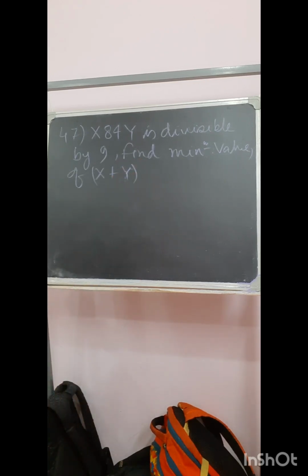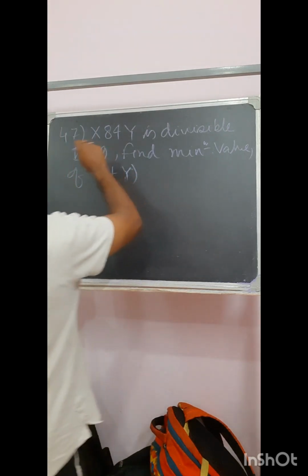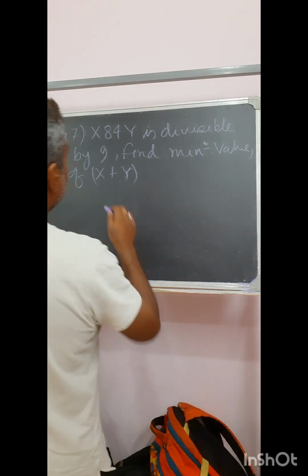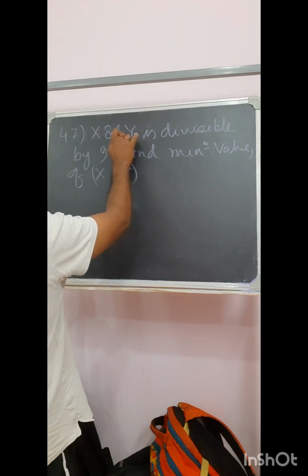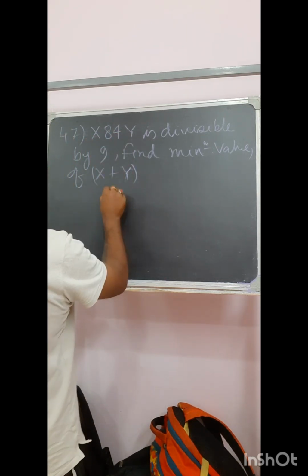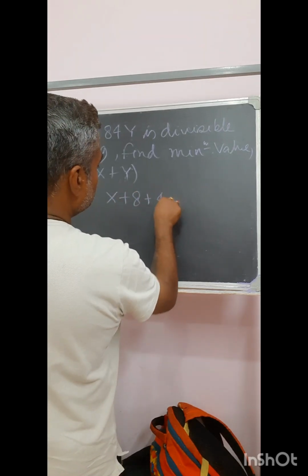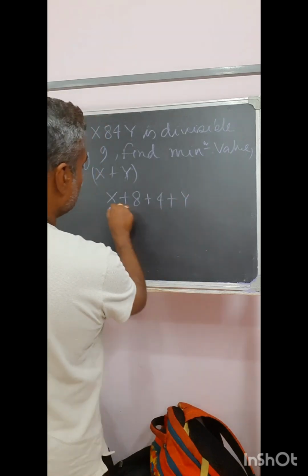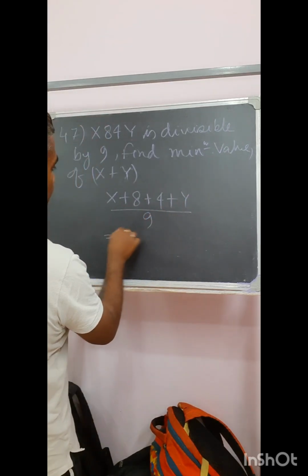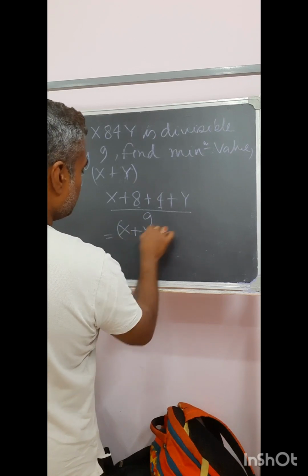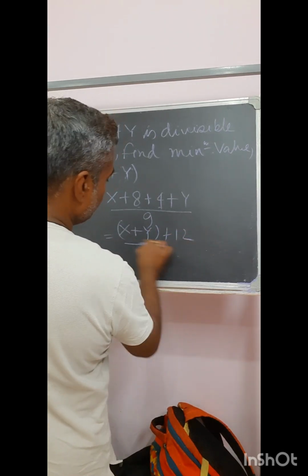So, you know that if any number is divisible by 9, then the sum of its digits must be divisible by 9. I will use the same concept. If I add these digits, the sum has to be divisible by 9. Now these are two digits, x and y. I will keep them on one side, and the remaining digits add up to 12.